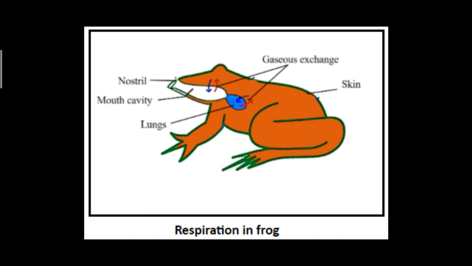The next organism is the frog. Frogs have a pair of lungs like human beings. They have one more respiratory organ, that is their skin. They can also breathe through their skin, which is moist and slippery. That's why frogs can live both on land and in water. They are called amphibians because of these two respiratory organs.